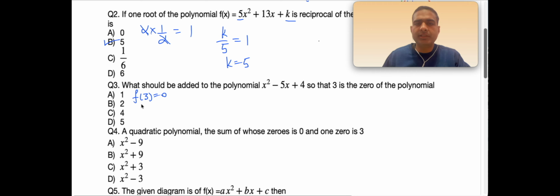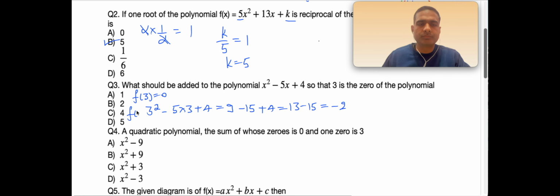Now what is f of 3? f of x is x square minus 5x plus 4. So f of 3 will be, we will replace x by 3. So that will be 3 square minus 5 into 3 plus 4. So 3 square is 9, minus 5 into 3 is 15, plus 4. So 9 plus 4 is 13, minus 15 is equal to minus 2. So f of 3 is minus 2.